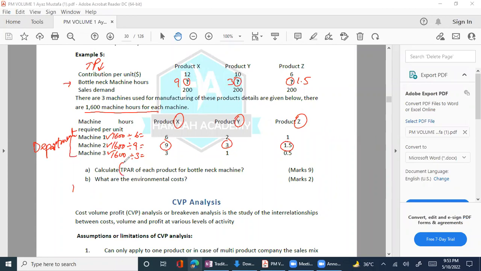Please calculate the throughput accounting ratio of each product, and I suggest you share the complete solution in the WhatsApp group. The group was created with the name PM September session. Share the complete solution so that I can get the way you solve it.